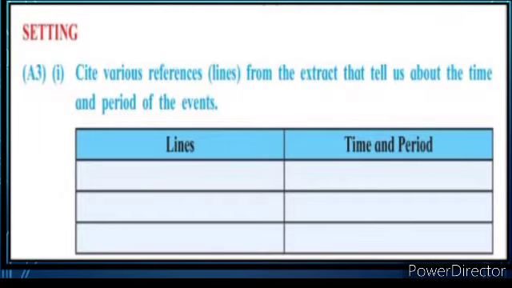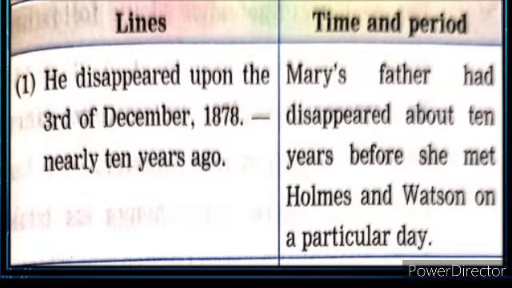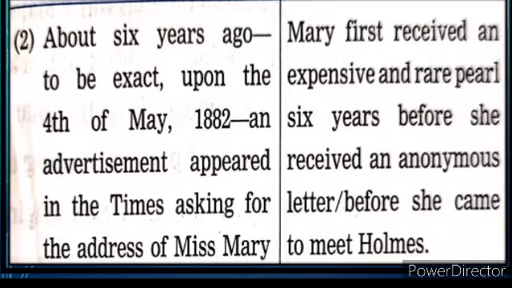Setting. Cite various reference lines from the extract that tell us about the time and period of the events. He disappeared upon the 3rd of December 1878, near 10 years ago. Mary's father had disappeared about 10 years before she met Holmes and Watson on a particular day.